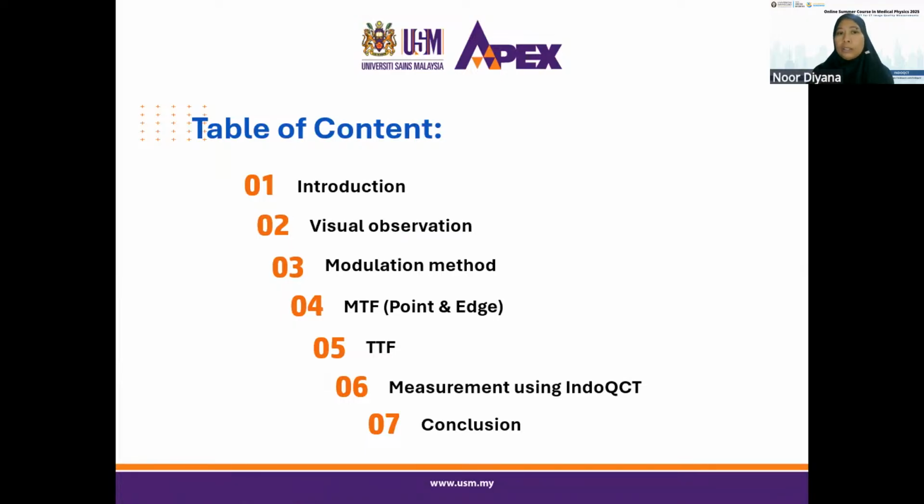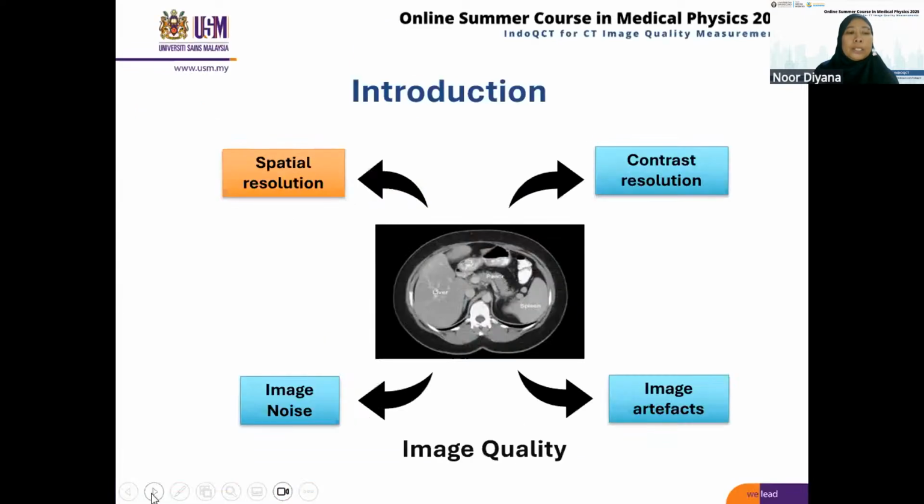This is the content of my talk today. For spatial resolution, I think it has been introduced earlier in the image quality session. In general, image quality has a few parameters, and one of them is spatial resolution. We also have contrast resolution, noise, and artifact. For this morning session, Dr. Anam already covered noise and how we calculate NPS. So now it is spatial resolution.